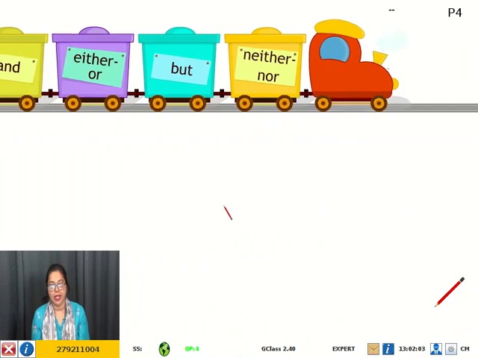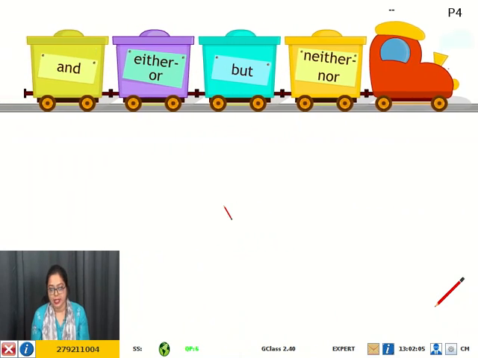Now see on the screen what you can see. There is a train coming up with all the connectors. Now these are the words. There are certain words which we use as connectors. Now let's see what are the words which we usually use as connectors. The first word is and. Then the second word is either or. The third one is but. And the fourth one is neither nor. So these are the four connectors that we use.